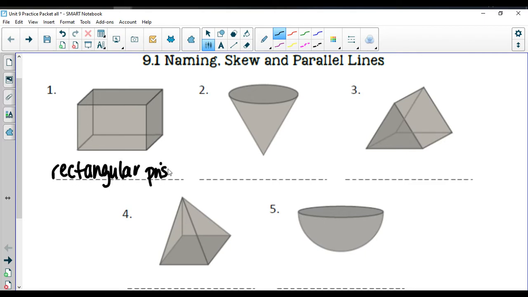prism. For number 2, even though it's flipped upside down, it has a cone, it has a circular base, and then it comes to a vertex down here at the bottom. For number 3, we have 2 triangles connected together with all those different rectangles there, so we call this a triangular prism.